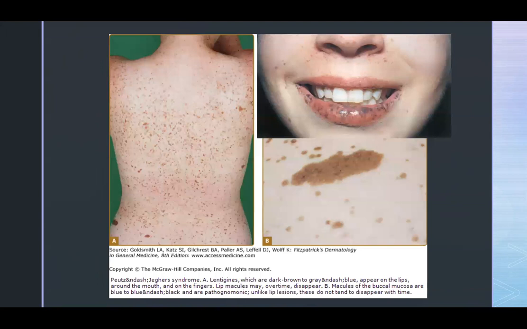This is an example of Peutz-Jeghers, where you see lentigines that are dark brown to gray and blue. They often appear around the lips, around the mouth, and on the fingers. These are often macules, which may over time disappear. The macules of the buccal mucosa are blue to blue-black and are pathognomonic. So you see this kind of bluish to blackish color around the lips. If you get a Kodachrome of that, you should definitely be thinking Peutz-Jeghers.